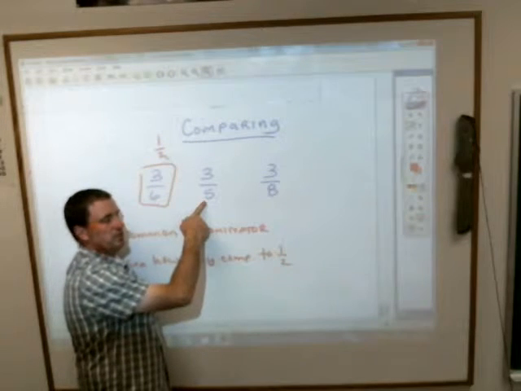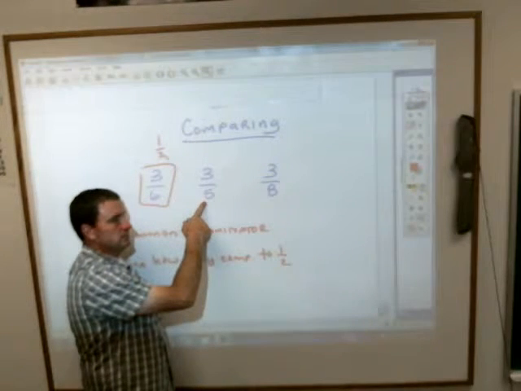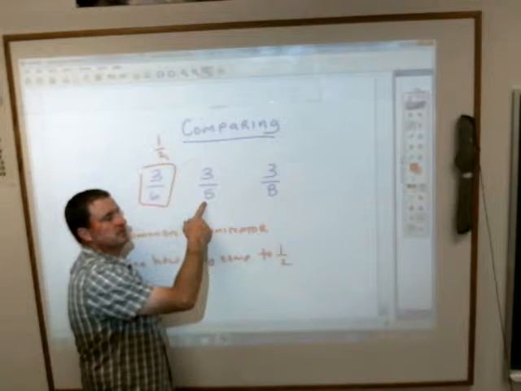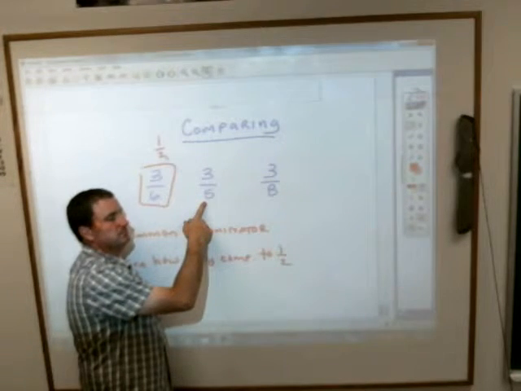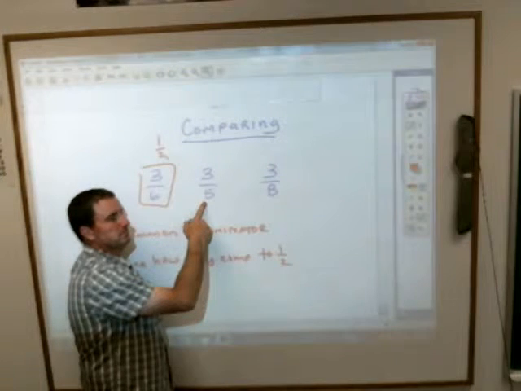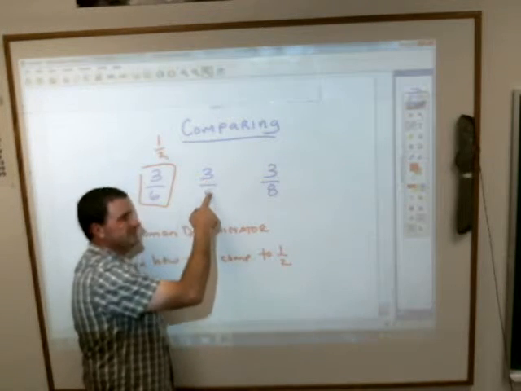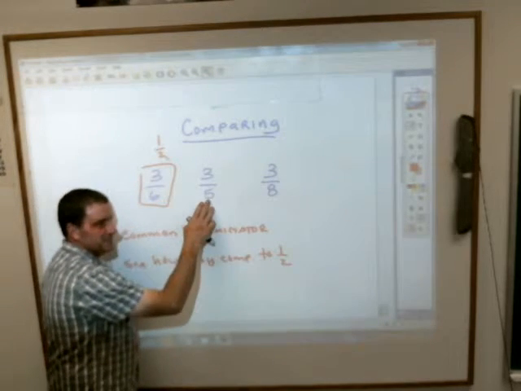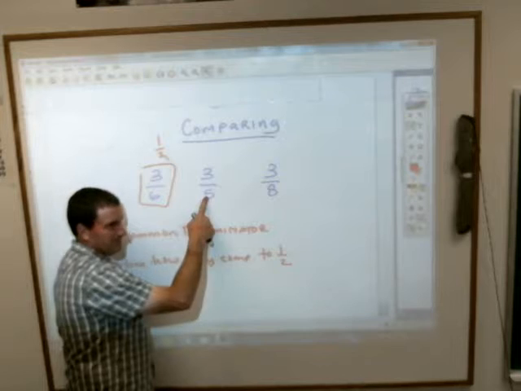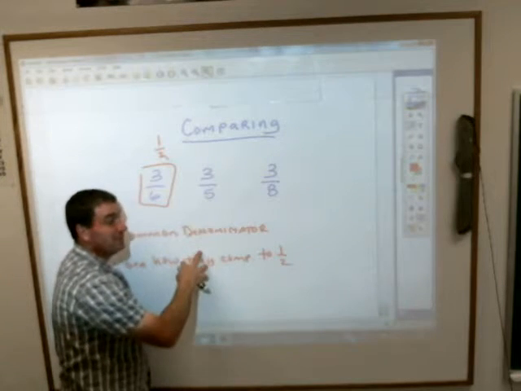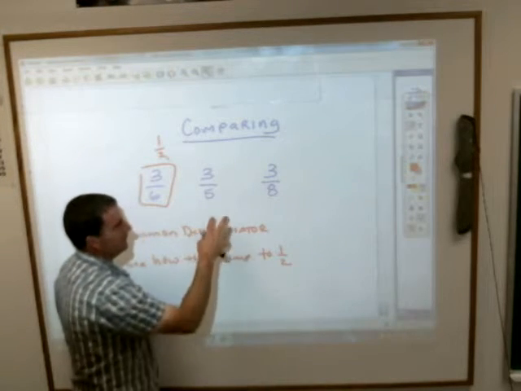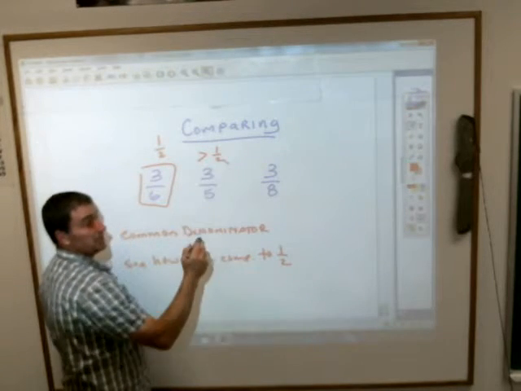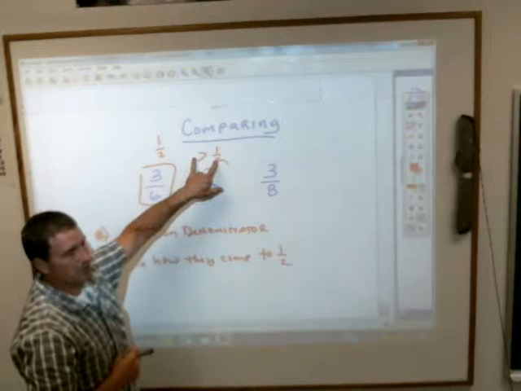Is 3/5 greater or less than 1/2? How do I know it's greater than 1/2, Taylor? Because you know that the top number is more than half of the bottom number. If you cut something into 5 pieces, half of it would be 2.5, and you've got 3. So I'll use the greater than symbol because you're in 7th grade now: 3/5 is bigger than 1/2.